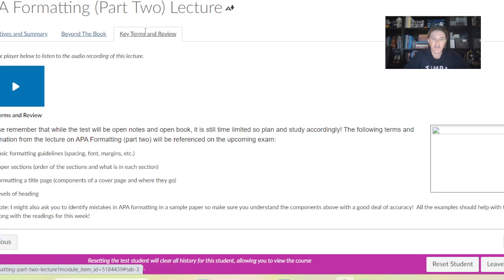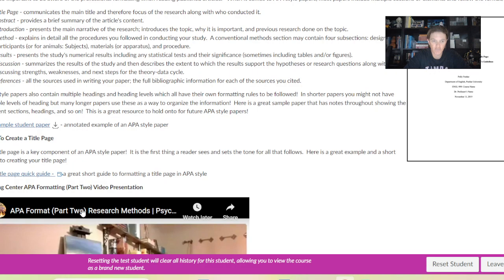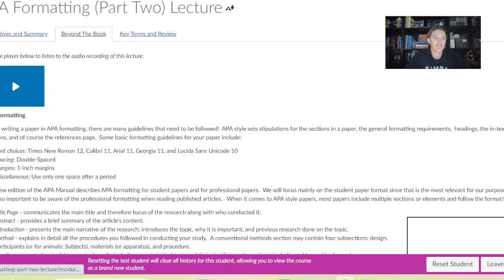And then on the final page of key terms and review, here are the terms and concepts that you need to know from this unit for the next exam, which we have this week. So again, make sure you really do watch that video. I think that's going to be really helpful for you, along with reading through all of these things.